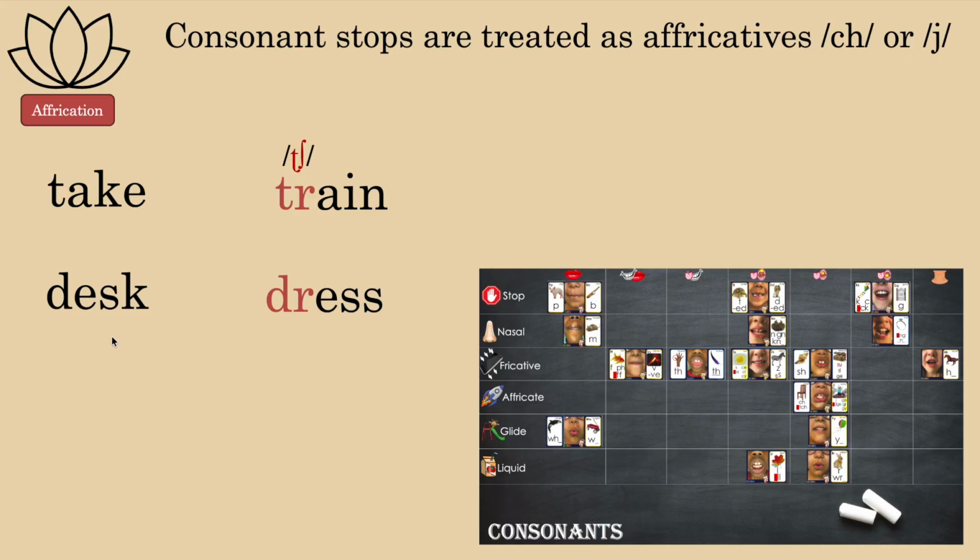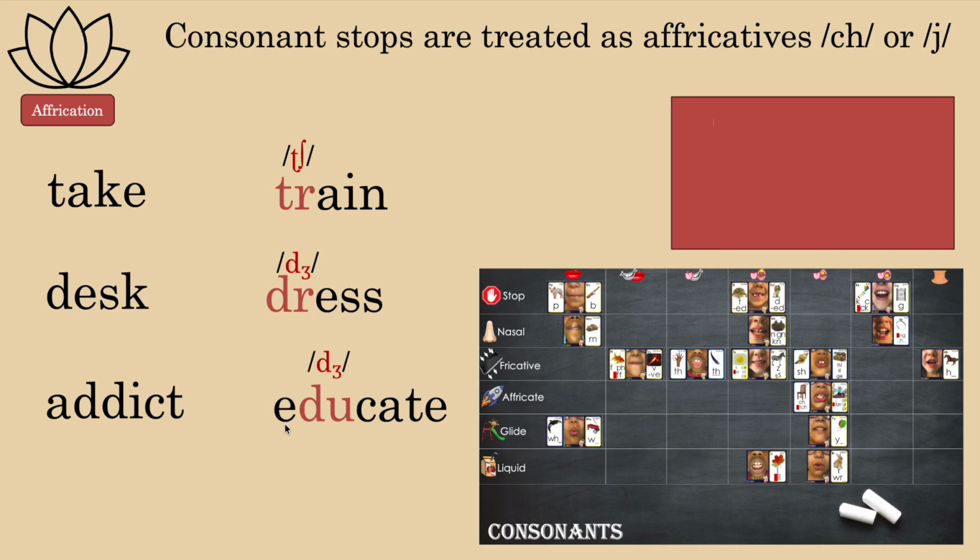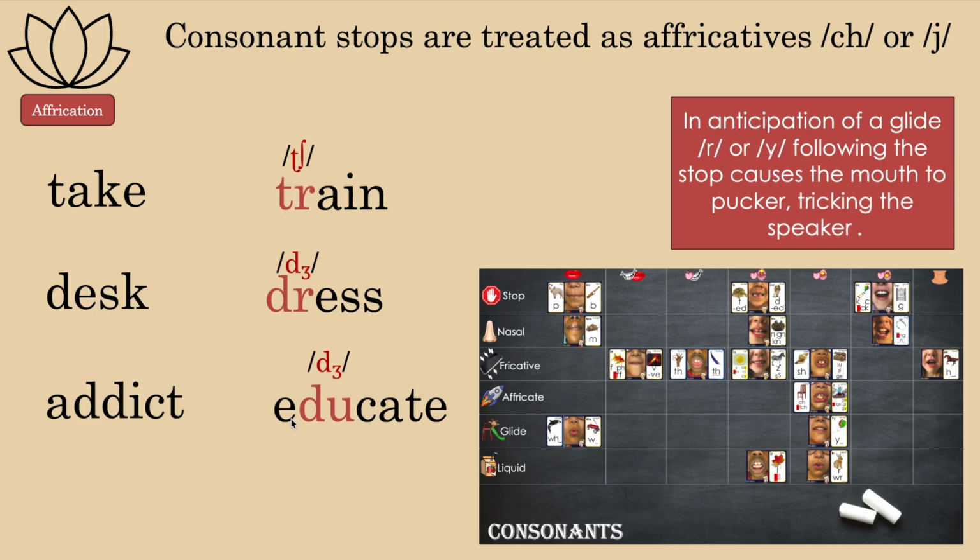So then you have the same thing happening from a DR becoming a j. Dress, you hear a little bit of a j in there. Addict, educate, you have it again sometimes when you're moving to an U, because again with the U, your mouth is doing that same position that the R is. Educate, you get a little bit of a j in there. So anticipation of glides or liquids is going to cause that mouth to pucker a little bit more, tricking the speaker into putting almost like an affricate right away.